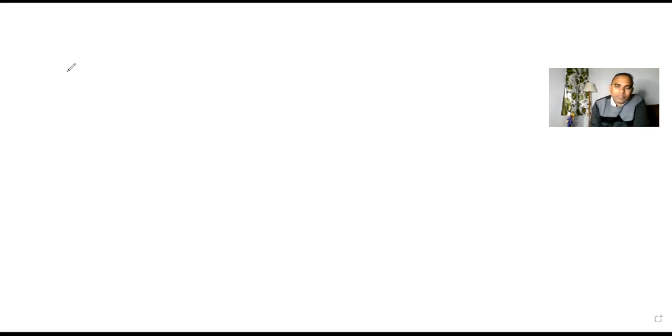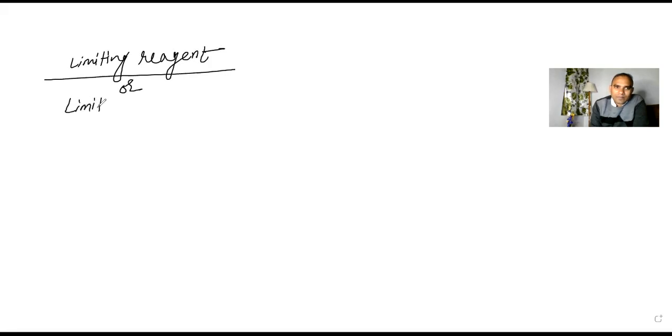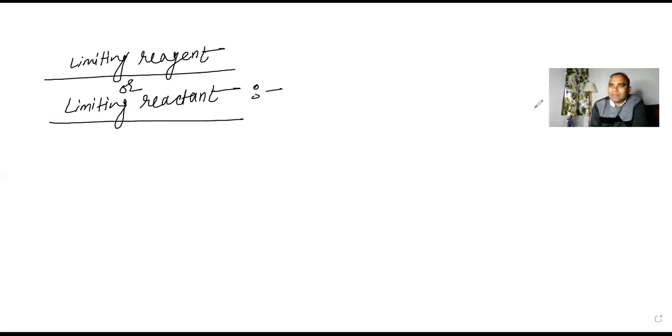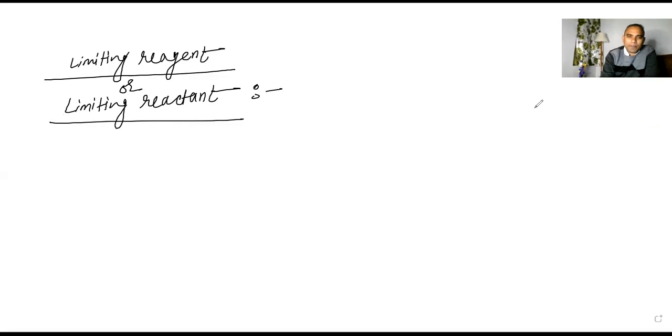So what we are going to do here is study the limiting reagent. Have you ever heard about the limiting reagent? Yes, but very vaguely, and I didn't really understand it. Okay, it is also called the limiting reactant. Either you say limiting reagent or limiting reactant, both are the same. So how can we define it? I am defining the limiting reactant. You can write reagent also.